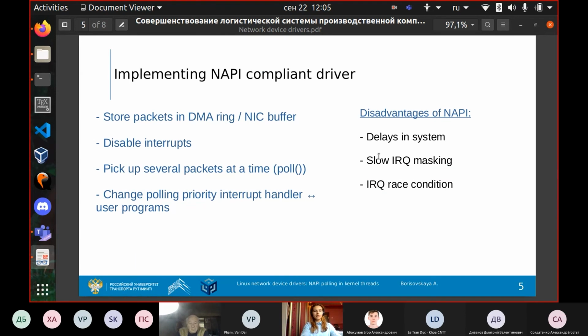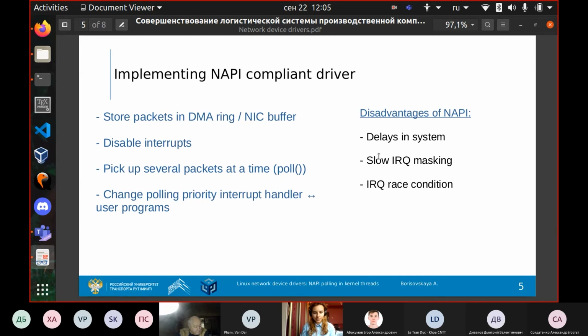But when implementing a NAPI compliant driver, several requirements must be met. First is the ability to store incoming packets in a direct memory access ring or in the network card buffer itself. The second is the ability to disable interrupts. Then the poll method should be able to process several packets at a time.